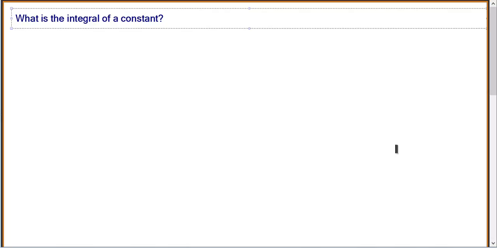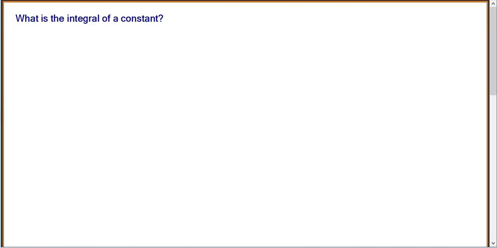Okay, we're going to talk about what is the integral of a constant. So we want to talk about what is the integral of something like 5 dx. To do this, let's actually go back and remember what we know about derivatives.